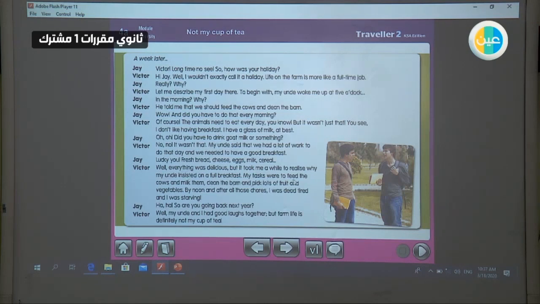My tasks were to feed the cows and milk them. Milk them, to take. Here milk is a verb, which means to get the milk out of the cows. Clean the barn and pick lots of fruits and vegetables. To pick something, to take it from the tree, to take it out from the tree.